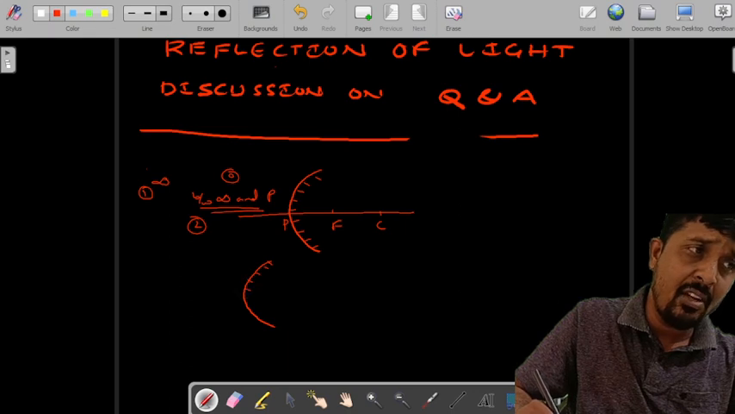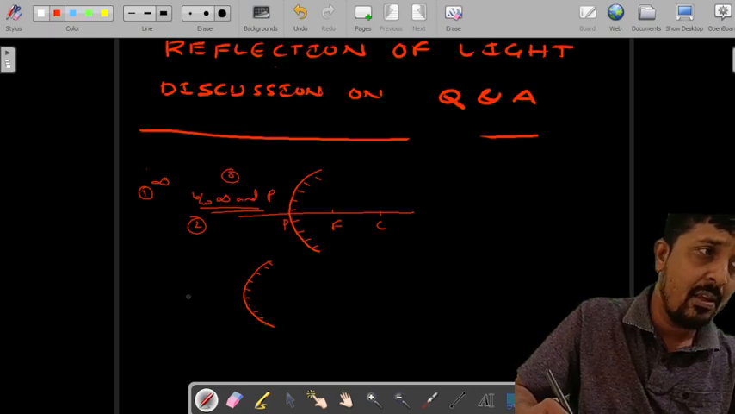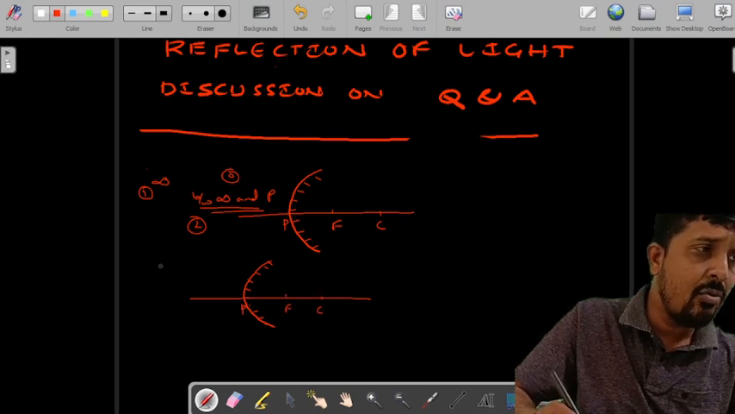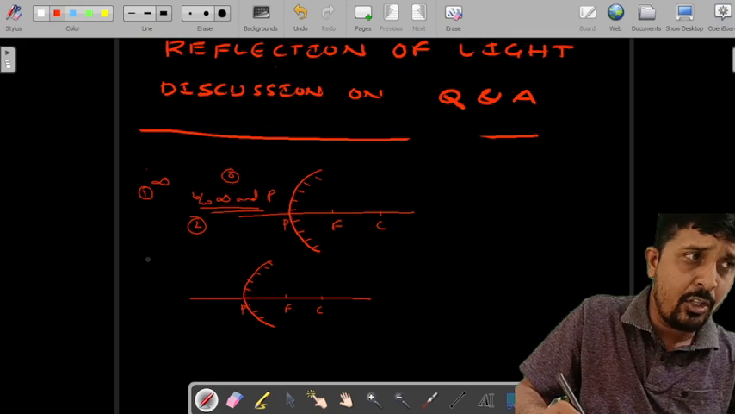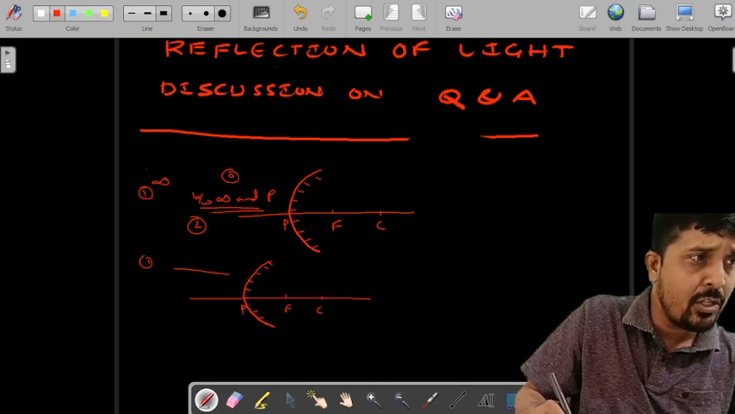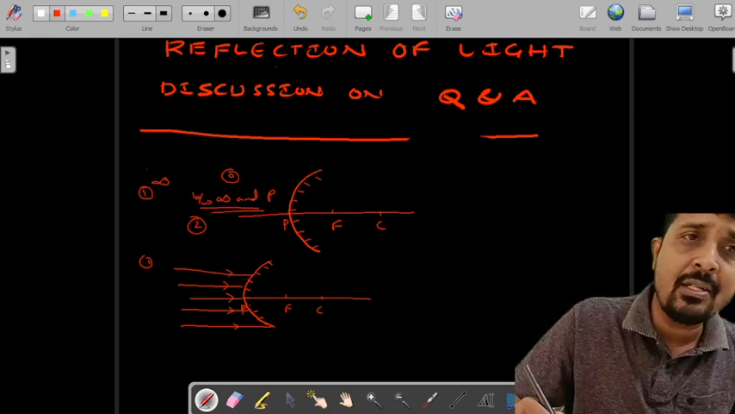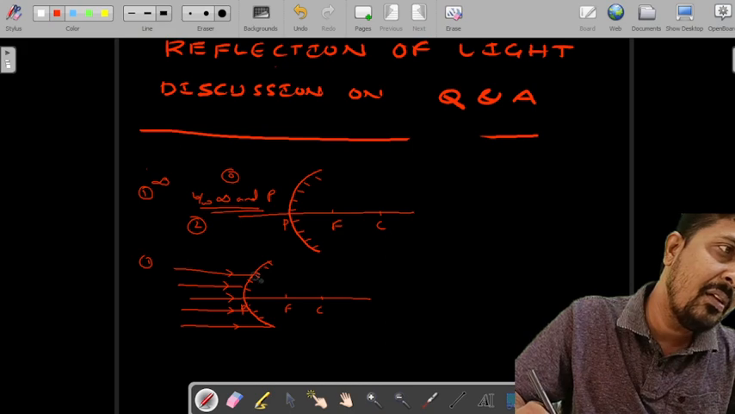Now first condition. Remember, this is a diverging mirror. Now this is P, this is F and this is C. Now I told you already, whenever we are going to place the object at infinity, you are going to have parallel beam of light. See, it's parallel beam. Parallel to principal axis. Now it is considered as a diverging mirror.